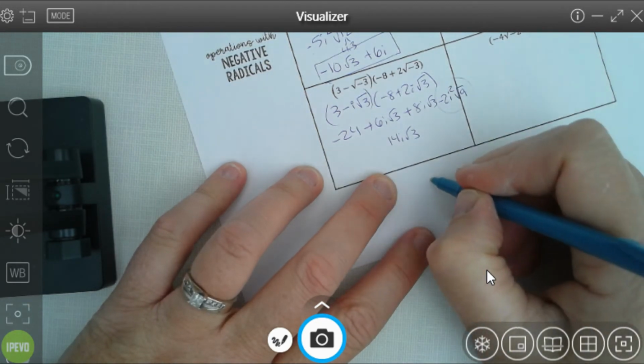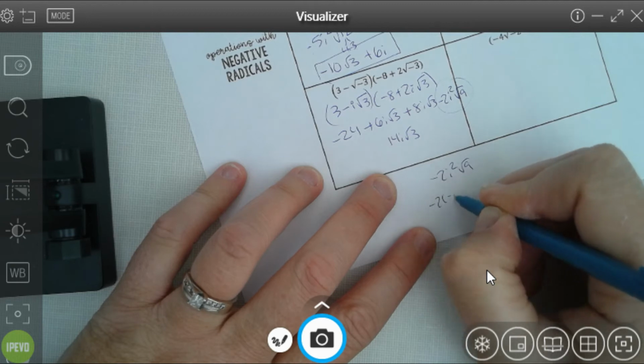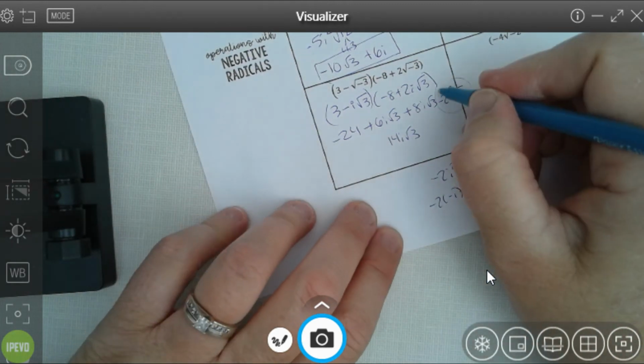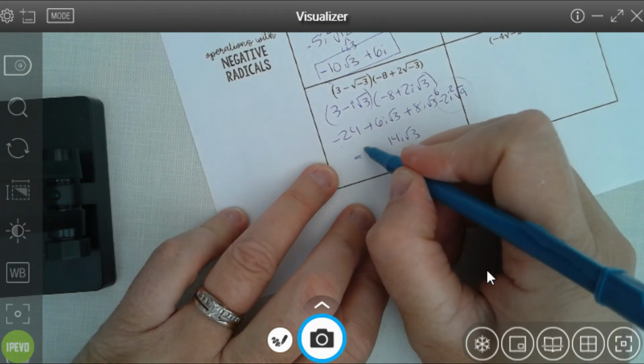This right here, negative 2i squared radical 9, is really negative 2 times negative 1 times 3. So that ends up giving me 6. So then I have 6 minus 24 right there. So 6 minus the 24 gives me negative 18.